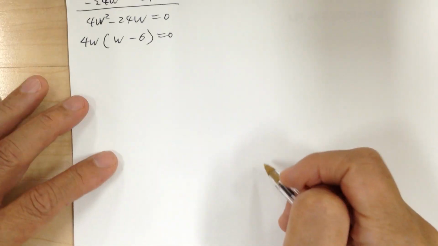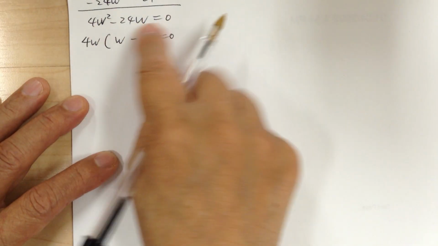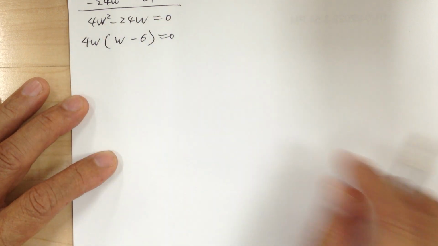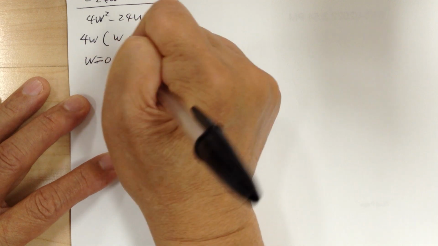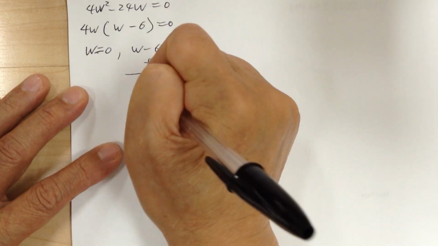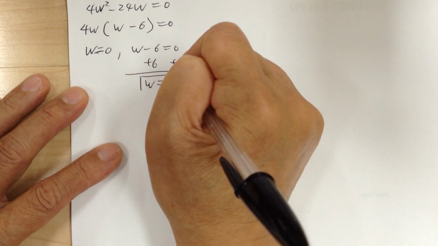Okay. And then from here, another way to do it is to just divide, because it's an equation, you can divide by 4 to lower your number, instead of factoring. Okay, that's another option. So if you do that, you've got w equal to 0, and w minus 6 equal to 0. So plus 6 on each side, and you get w equal to 6.